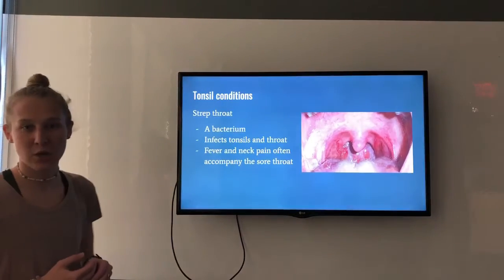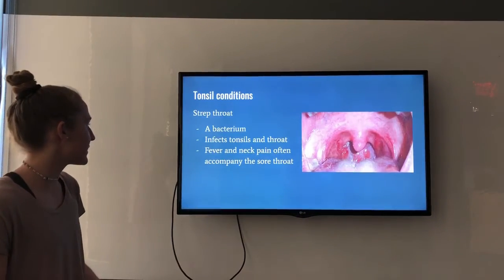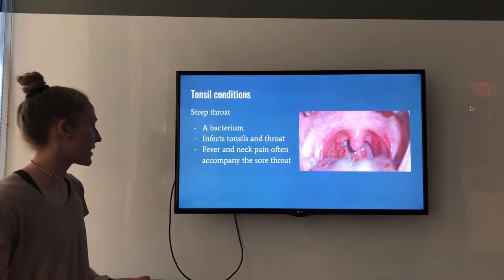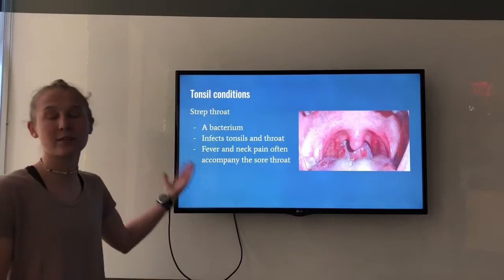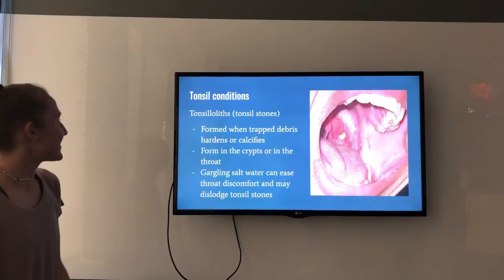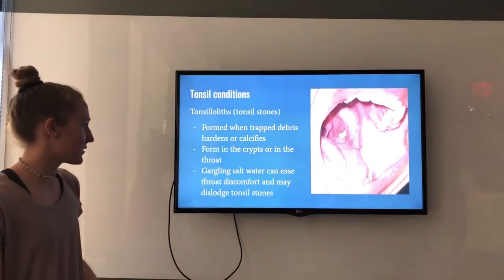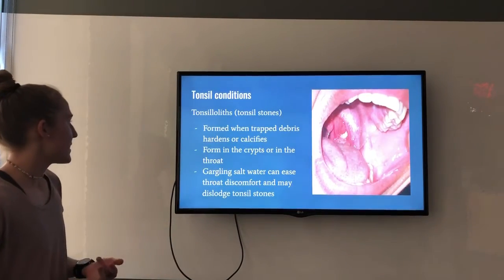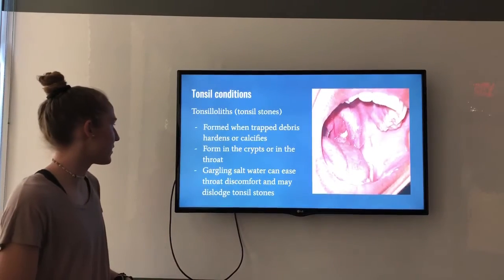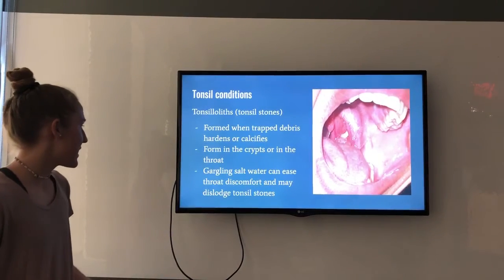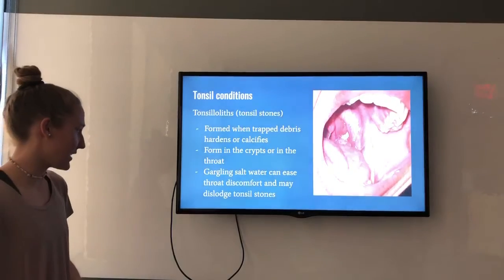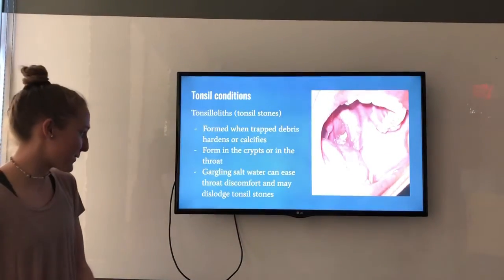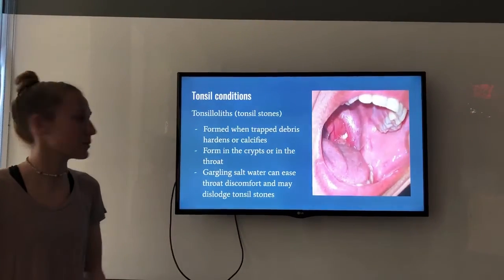Strep throat is common, and it is a bacterium that infects the tonsils and the throat, and it can cause fever, neck pain, and a sore throat. Tonsillitis is pretty common. Tonsil stones get tucked into the tonsil crypts, and they are formed when trapped debris hardens or calcifies. Gargling salt water can ease the throat discomfort and may dislodge the tonsil stones.